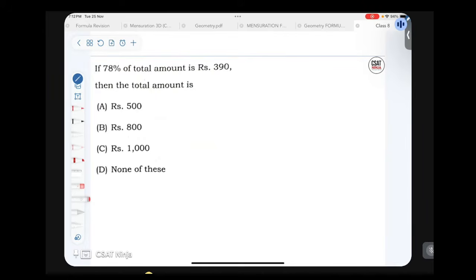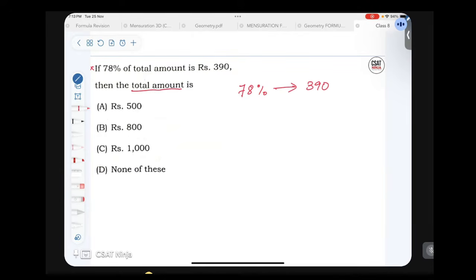Question number one, just to understand how to approach a question. That's the reason why I'm doing this. The question says: if 78% of a total amount is 390, then the total amount is? In this question, we are given that 78% is 390. So if 78% is 390, we are asked to find the total amount.